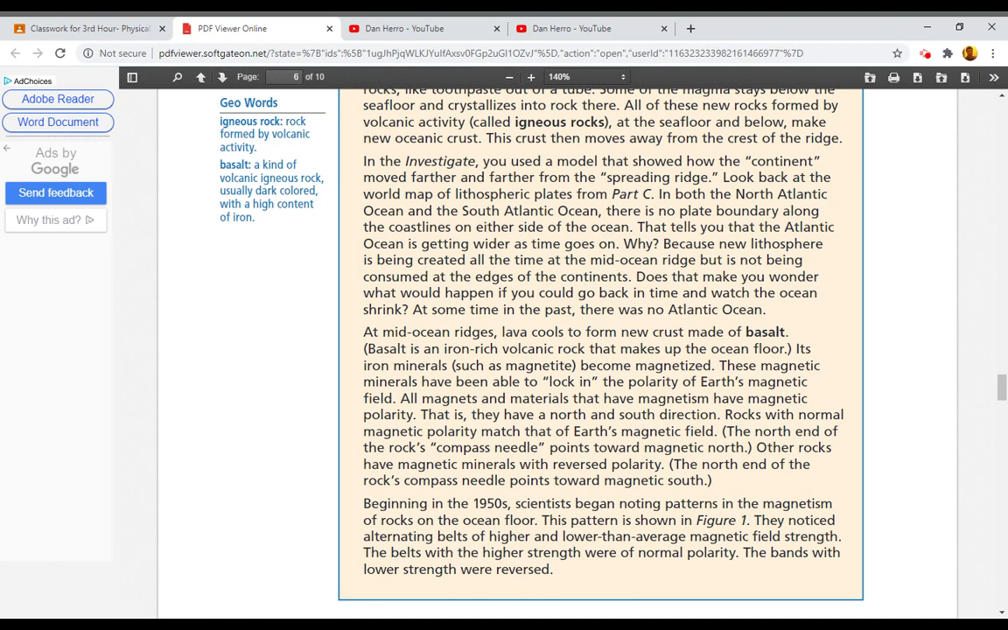Look back at the world map of lithospheric plates from Part C. In both the North Atlantic Ocean and South Atlantic Ocean, there is no plate boundary along the coastlines on either side of the ocean. That tells you that the Atlantic Ocean is getting wider as time goes on. Why? Because new lithosphere is being created all the time at the mid-ocean ridge, but is not being consumed at the edges of the continents. Does that make you wonder what would happen if you could go back in time and watch the ocean shrink? At some point in the past, there was no Atlantic Ocean.